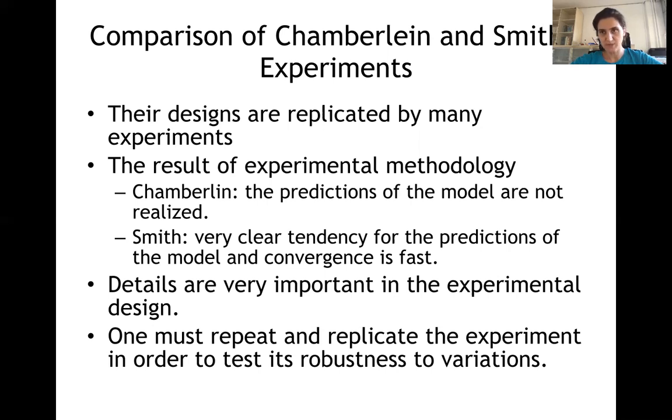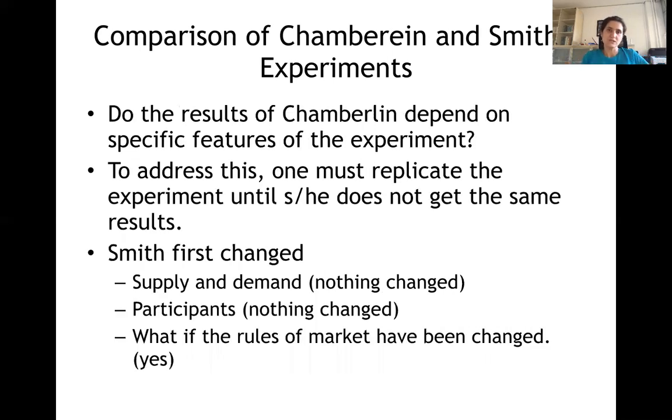Details are very important in the experimental design. One must repeat and replicate the experiment in order to test its robustness to variations. For instance, do the results of Chamberlain depend on specific features of the experiment? To address this, one must replicate the experiment until one doesn't get the same results. Smith first changed supply and demand, and nothing changed. He changed the participants, using other people instead of students, and nothing changed. But if the rules of the market were changed, the results changed. Instead of bilateral trade, having multilateral trade brought the results.